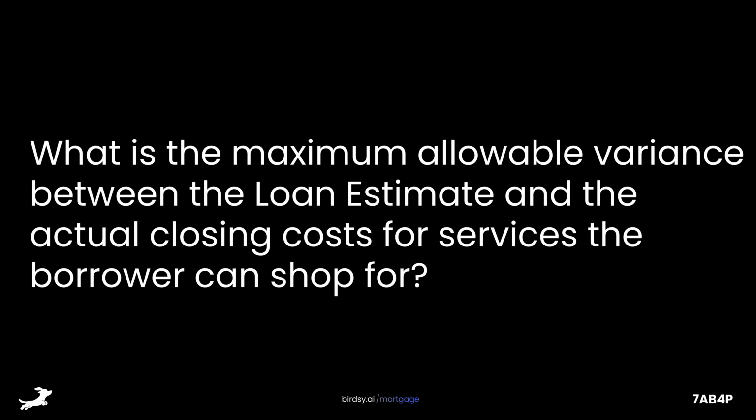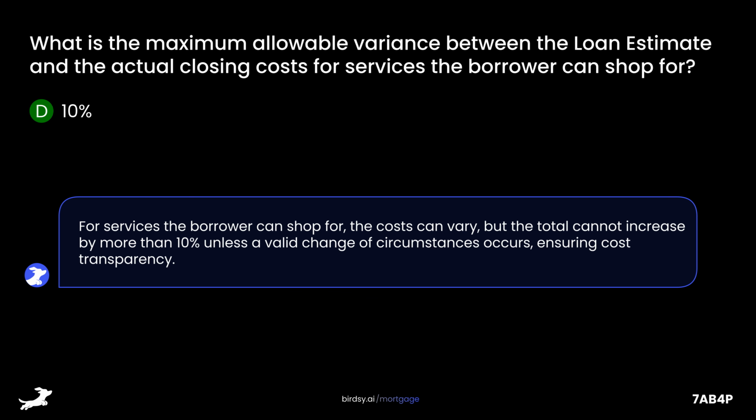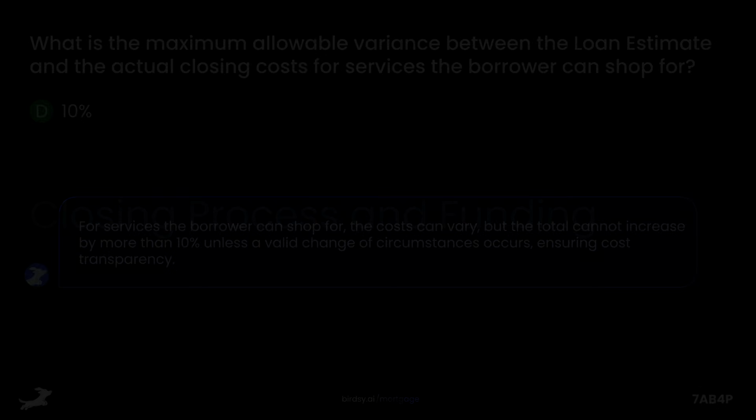What is the maximum allowable variance between the loan estimate and the actual closing costs for services the borrower can shop for? Is it A, 0%, B, 5%, C, 15%, or D, 10%? The answer is D, 10%. For services the borrower can shop for, the costs can vary, but the total cannot increase by more than 10% unless a valid change of circumstances occurs, ensuring cost transparency.